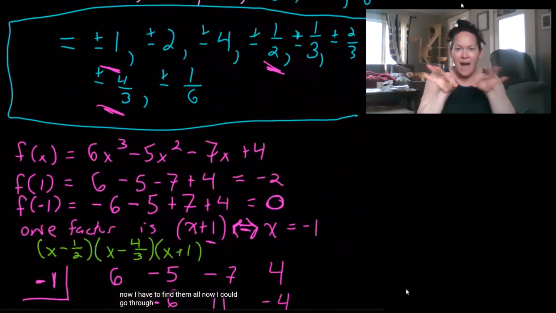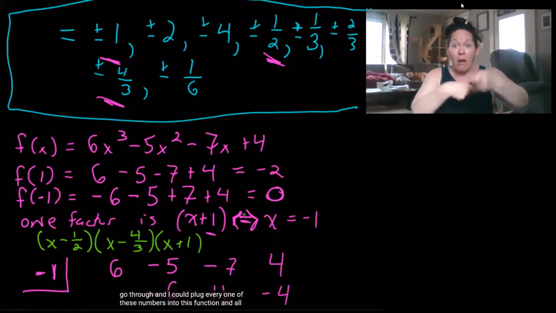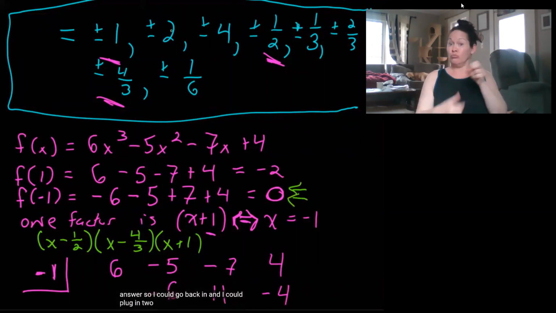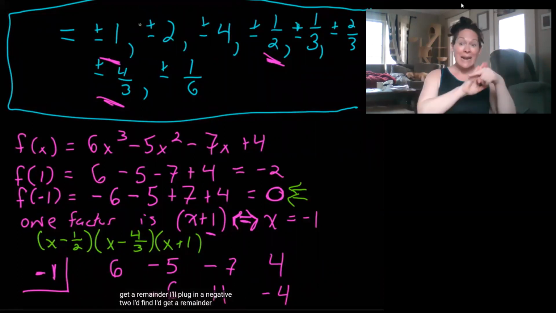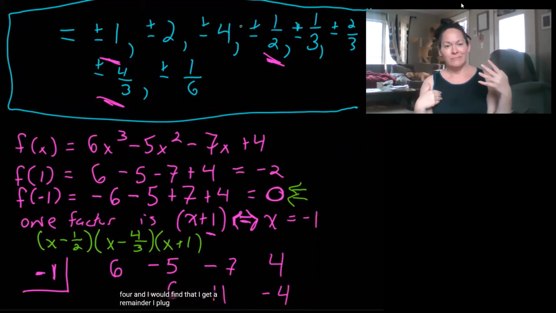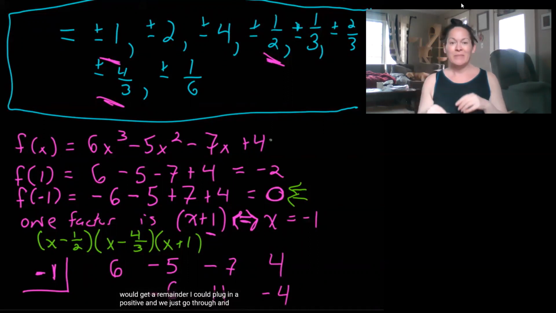Now I could go through and I could plug every one of these numbers into this function. And all the ones that return a 0 would be my answer. So I could plug in positive 2, and I'd find I'd get a remainder. I'd plug in a negative 2, I'd get a remainder. I could plug in a positive 4, and I'd get a remainder. I'd plug in a negative 4, and I'd get a remainder. I'd plug in a positive 1/2, and I wouldn't get a remainder. I could plug in a negative 1/2, I would get a remainder. And you just go through and you could do this 16 times.